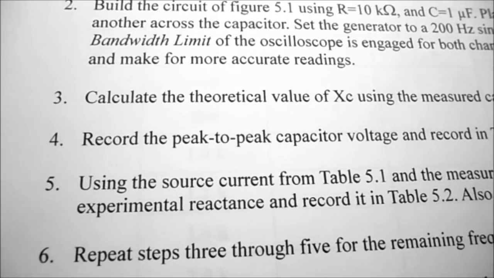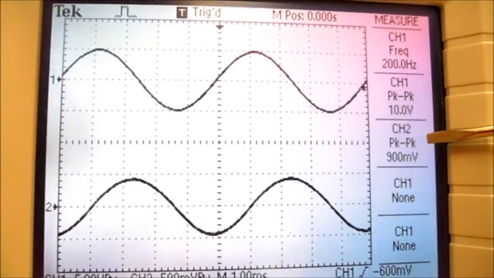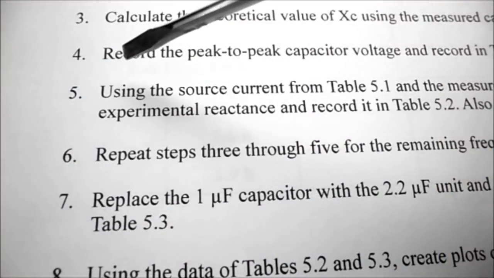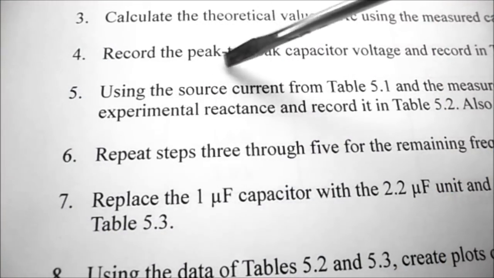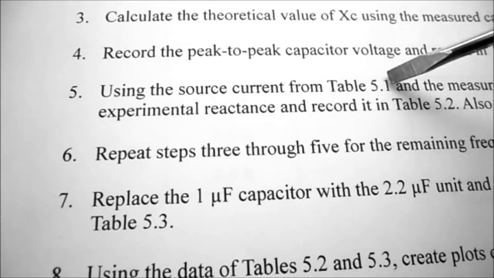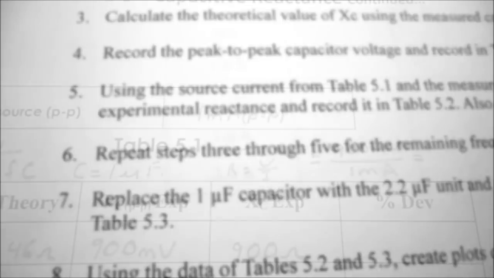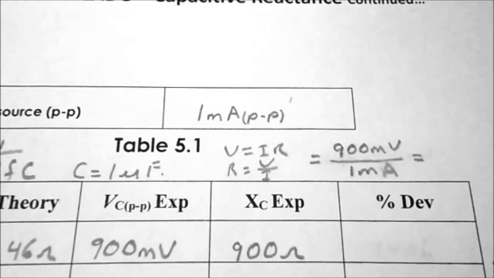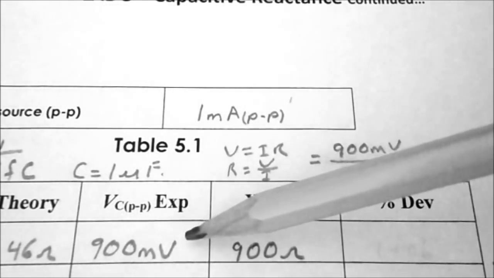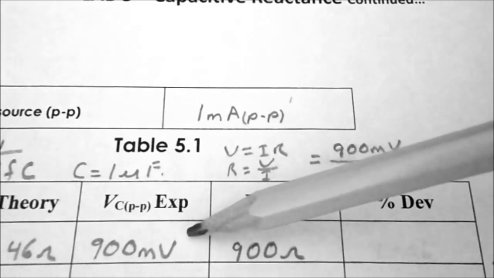So in step 4 of the procedure, we're going to record the peak-to-peak capacitor voltage in table 5.2. From the screen I can see channel 2 peak-to-peak is 900 millivolts. Under procedure, step 5, using the source current from table 5.1 and the measured capacitor voltage, determine the experimental reactance and record it in table 5.2. Also compute and record the deviation.